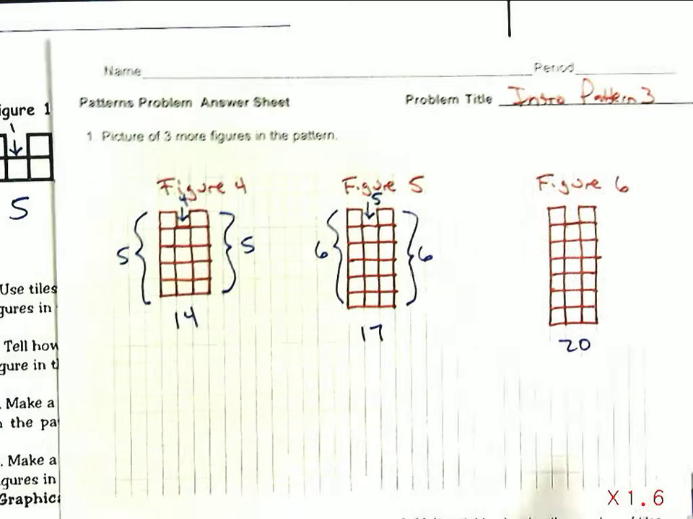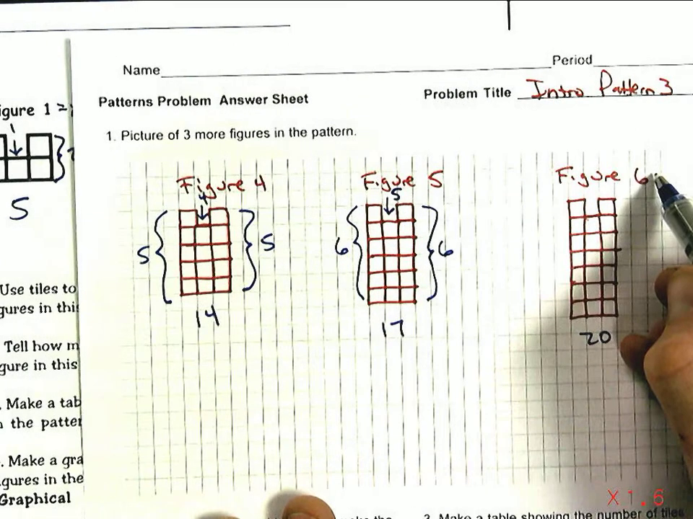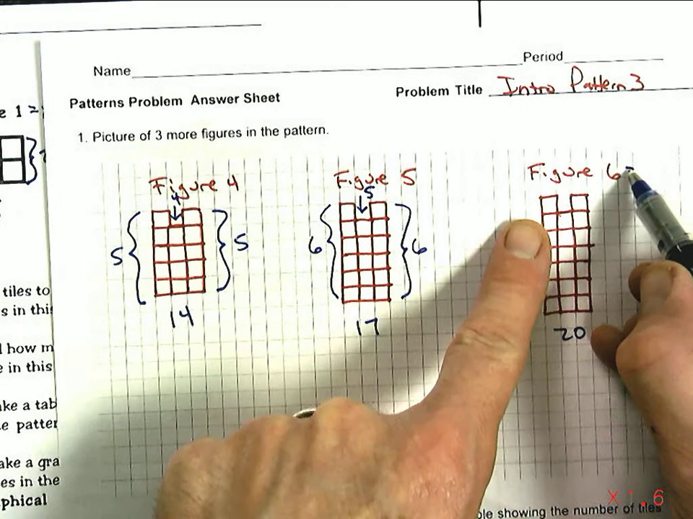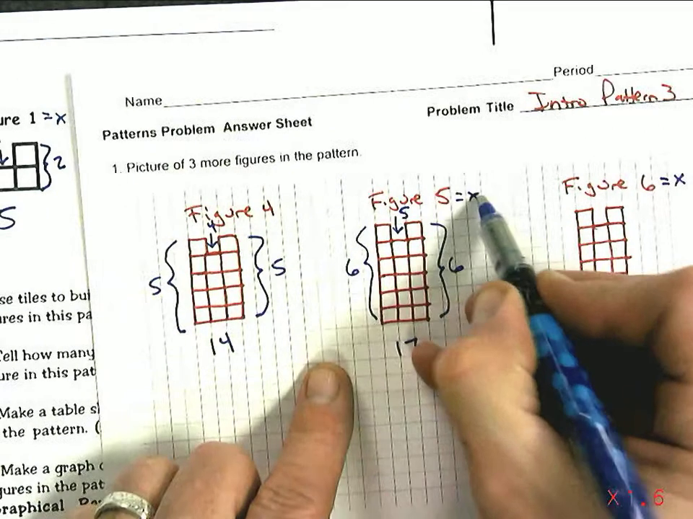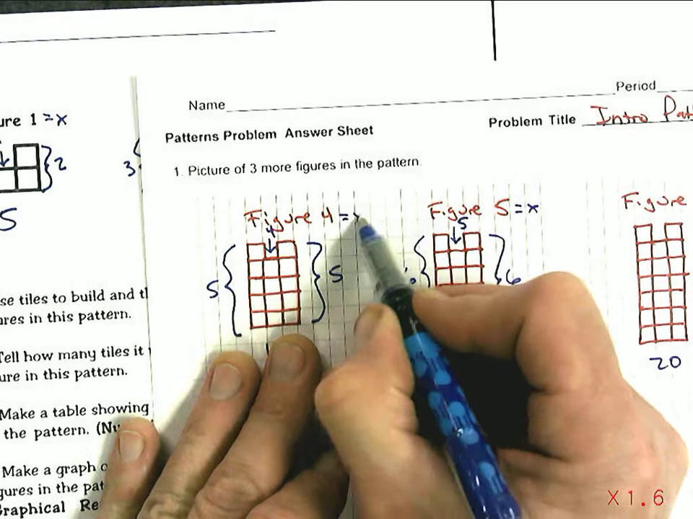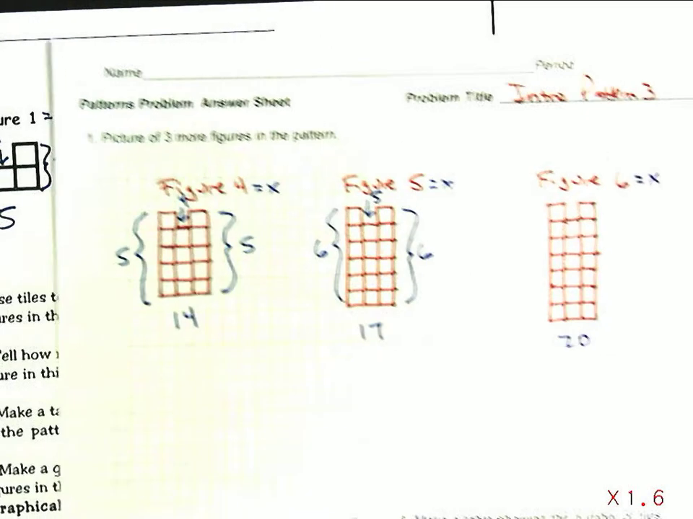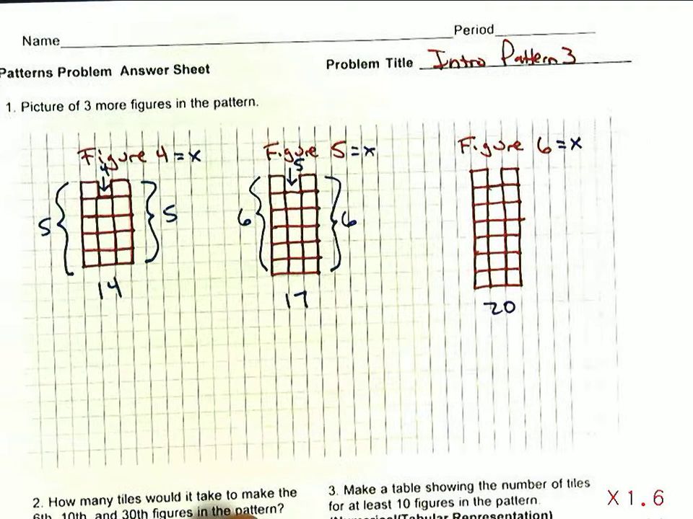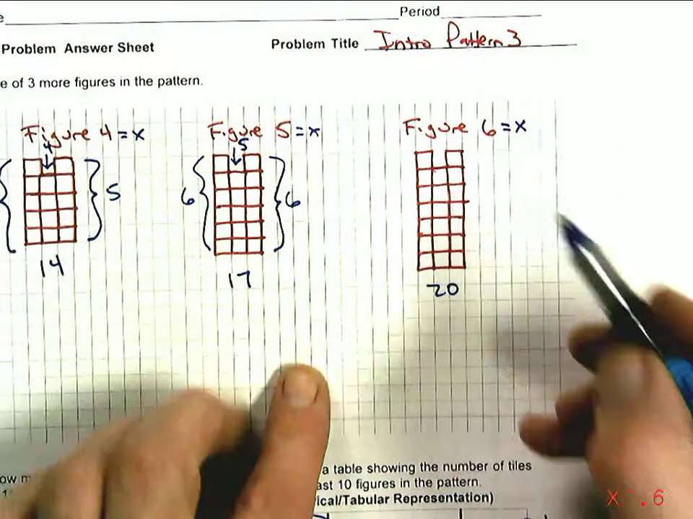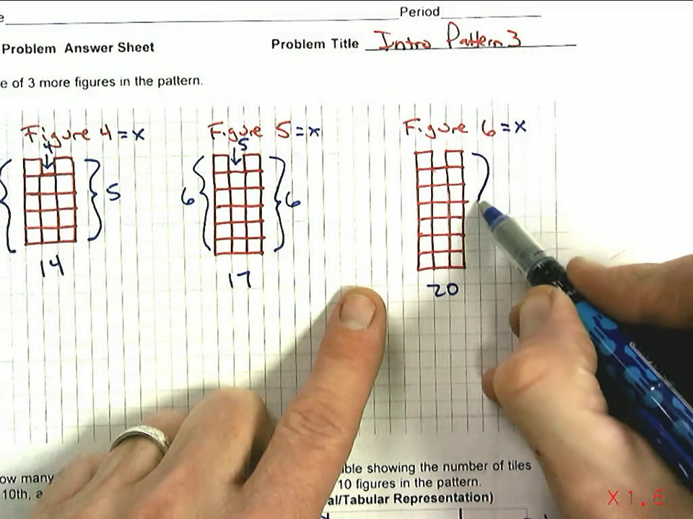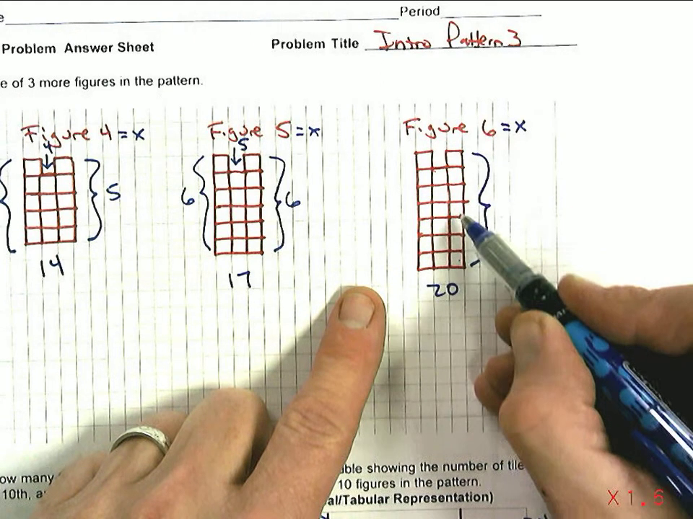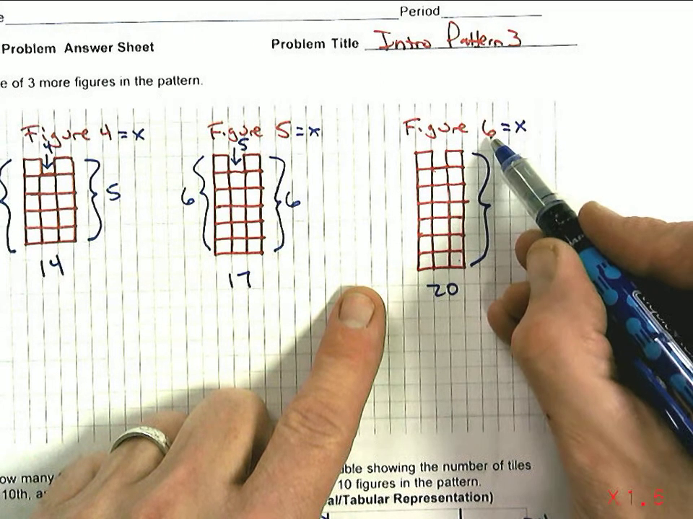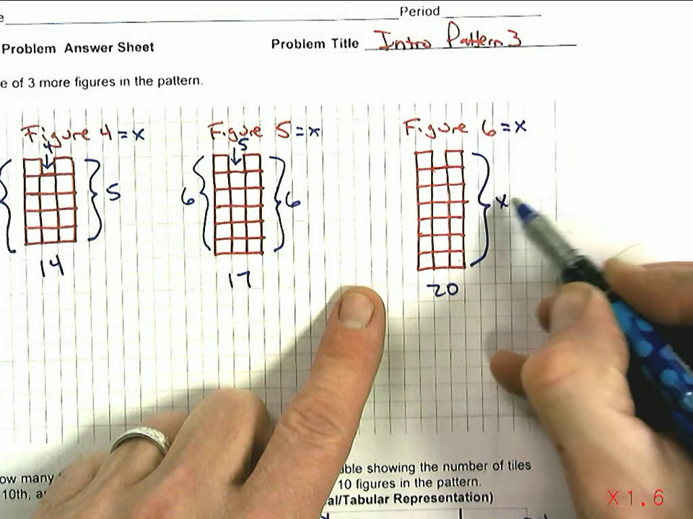Now on figure 6, if I just say that x is equal to 6, because in this case x was equal to 5, in this case x was equal to 4. Remember, x is the figure number. That's what we define it as in all of these types of problems. So if I look at this stack right here, that stack is 1, 2, 3, 4, 5, 6, 7. It's one more than that, so it's x plus 1.